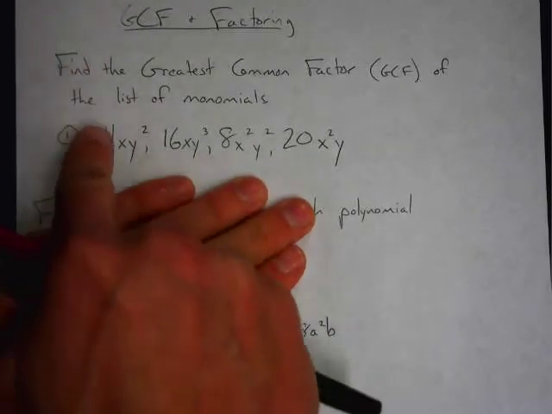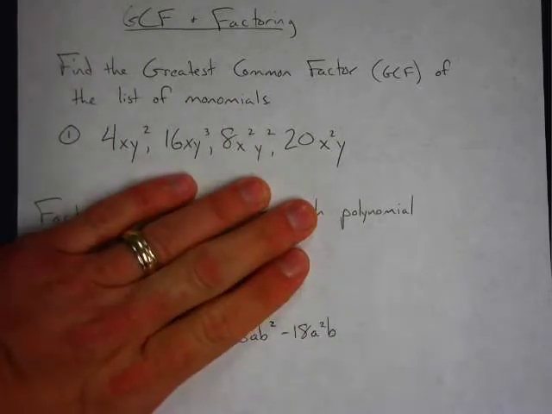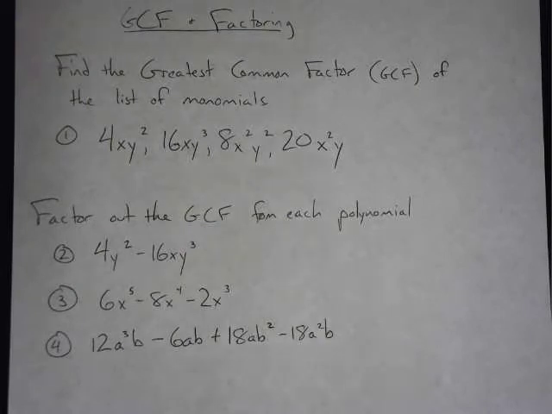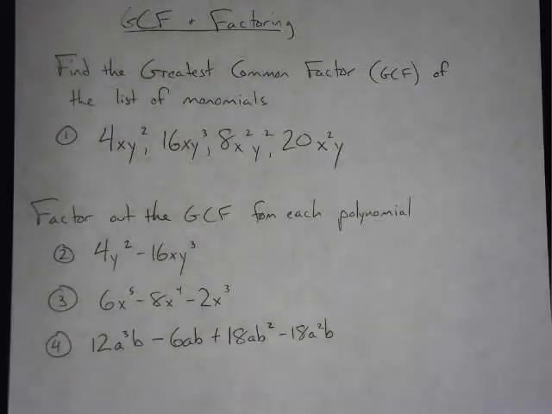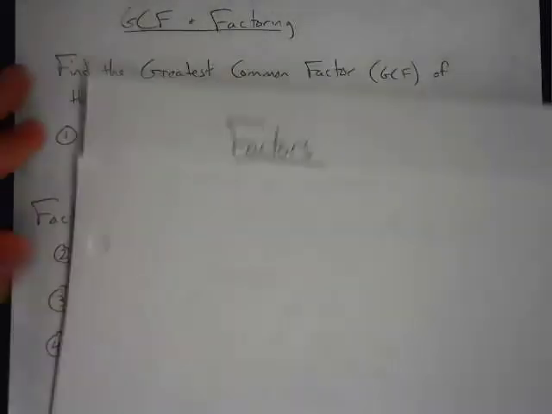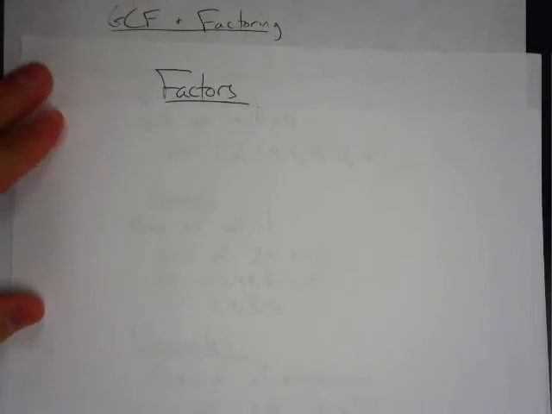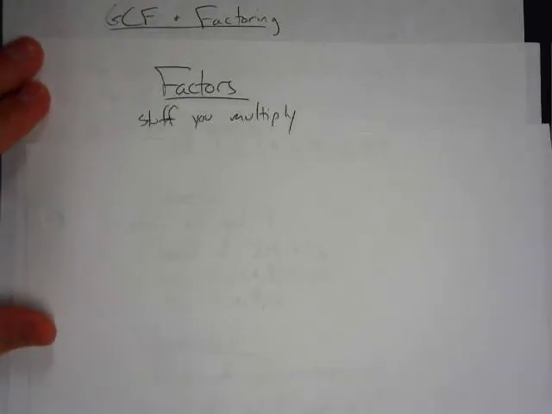So what is the greatest common factor of this list of monomials? And if we're going to do that, we should probably know some vocabulary. If you don't know me by now, get used to vocabulary in kind of a unique way. So we're going to have to figure out what the greatest common factor is from a list of monomials. So let's first know, well, what in the world is a factor? Factors are stuff you multiply. And that's my definition of a factor.